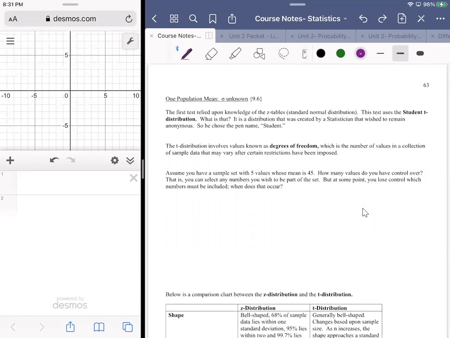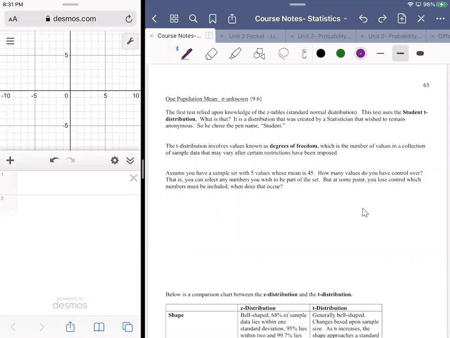And that was against their policy. They said, not going to happen. So he had to use the pen name. And then, of course, other people took credit for his work over time. But the original name, student T distribution, stuck in honor of this individual. So the T distribution involves values known as degrees of freedom.